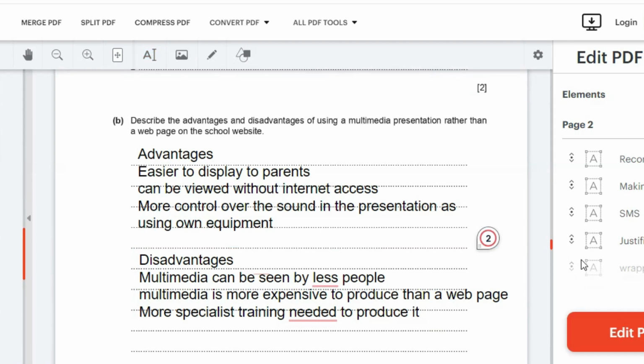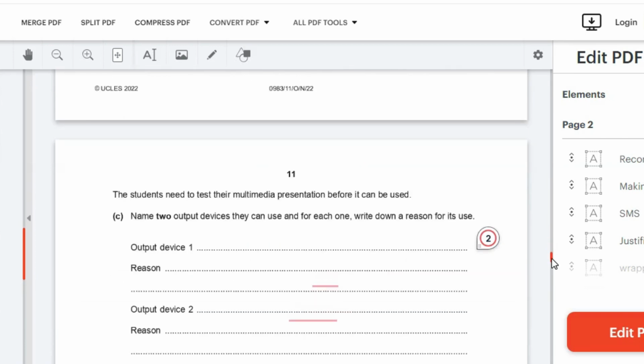All right, moving on to the next question now. We go to question number 10C. Question 10C says: the students need to test their multimedia presentation before it can be used. Name 2 output devices they can use, and for each one, write down a reason for its use.